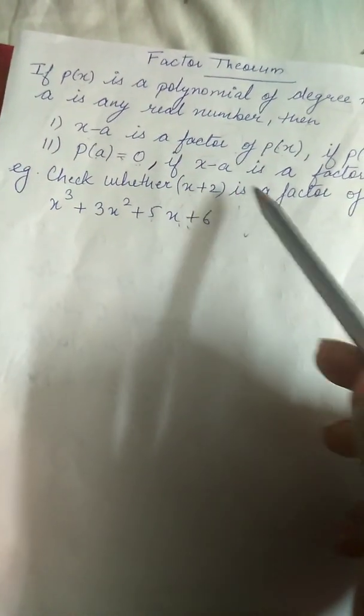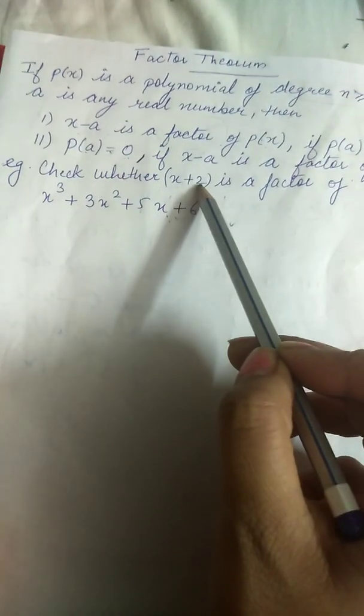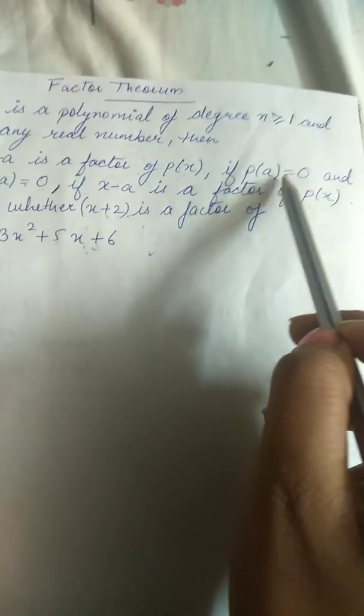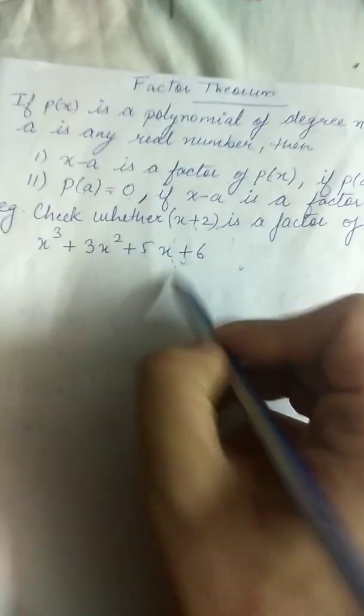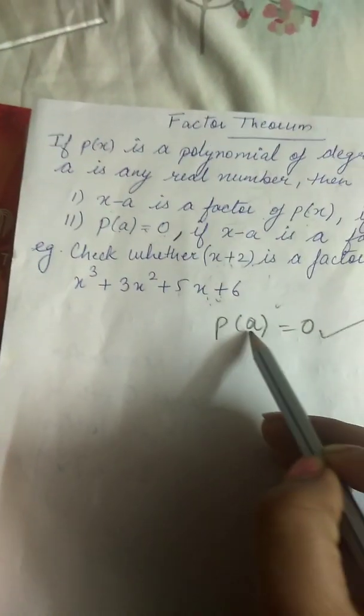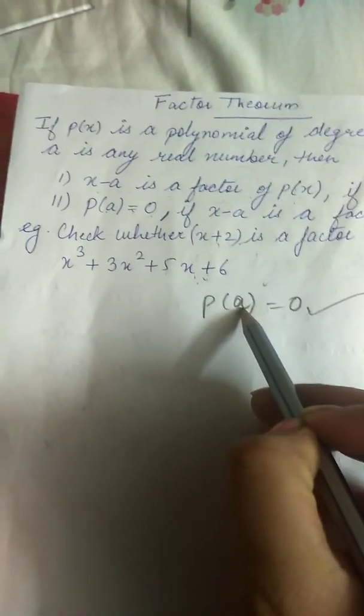So let's take an example. Check whether x plus 2 is a factor of this polynomial. Now we have to check whether this is a factor or not. And how can we say that this number is a factor or not? We can say that x minus a is a factor of p(x) if p(a) is 0. Yes, that means if p(a) becomes 0, then we can say that this is a factor. Okay, so now we will do it. First we will find a. And how can we find a?